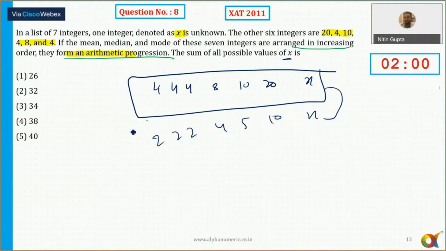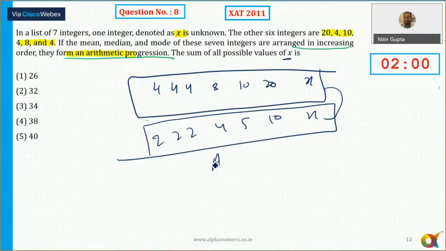So actually, XAT has copied this question. This question was asked in an American mathematics contest. Probably this was asked a long time back, in the year 2000, in the US, where some mathematics contest happens every year. The same question, they have just increased the values, made them double, and asked in XAT 2011. So they copied the question from other exams.